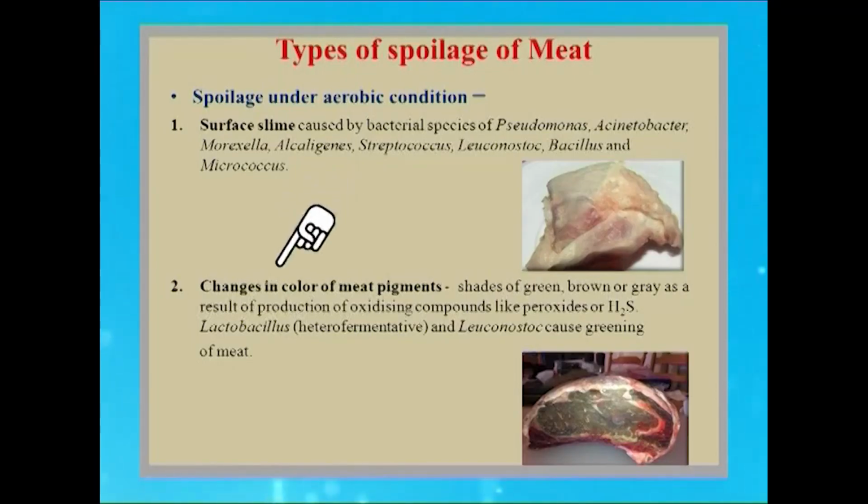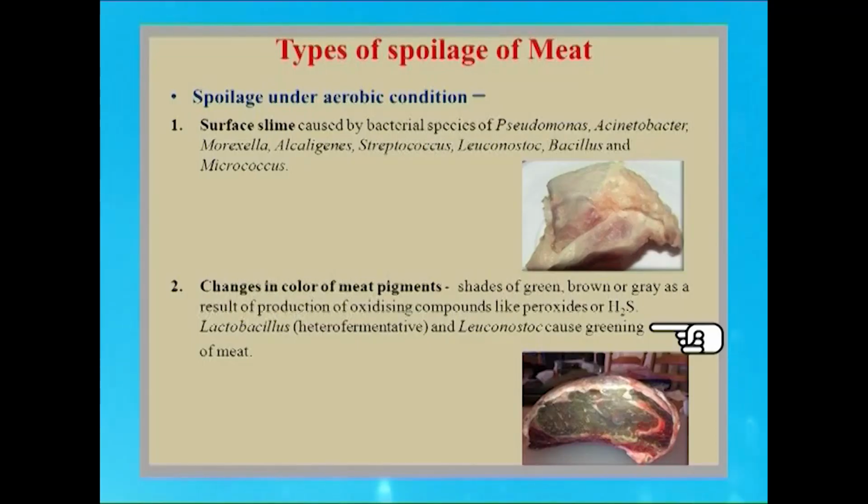The change in the color of the meat pigment also takes place. We all know the color of fresh meat. But if we come across meat where there is a change in the color, that is a very good indication that the meat has been spoiled. You can have shades of green, brown, grey, as a result of the production of oxidizing compounds like peroxides and hydrogen sulfide gas. Because of all these, you have the change in the color of the meat, which is caused by different species of Lactobacillus, which is heterofermentative, and Leuconostoc.